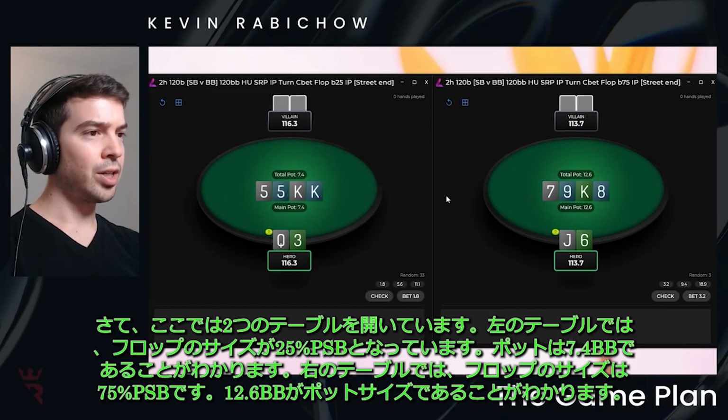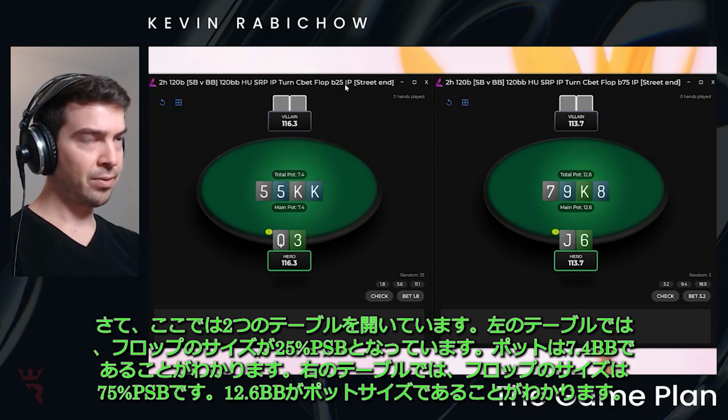Okay, so here I've got 2 tables open. On the left, I've got B25 as the flop size. So you can see that the pot is 7.4 big blinds. On the right, I've got B75 as the flop size. So you can see 12.6 is the pot size.